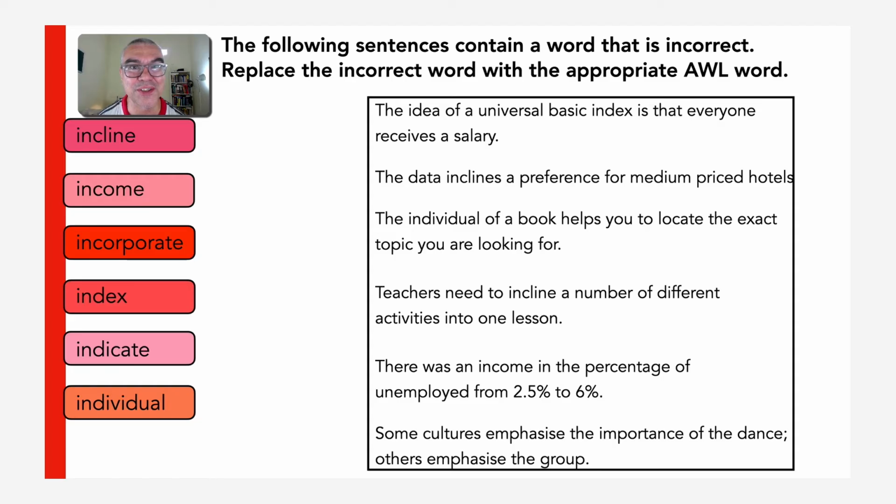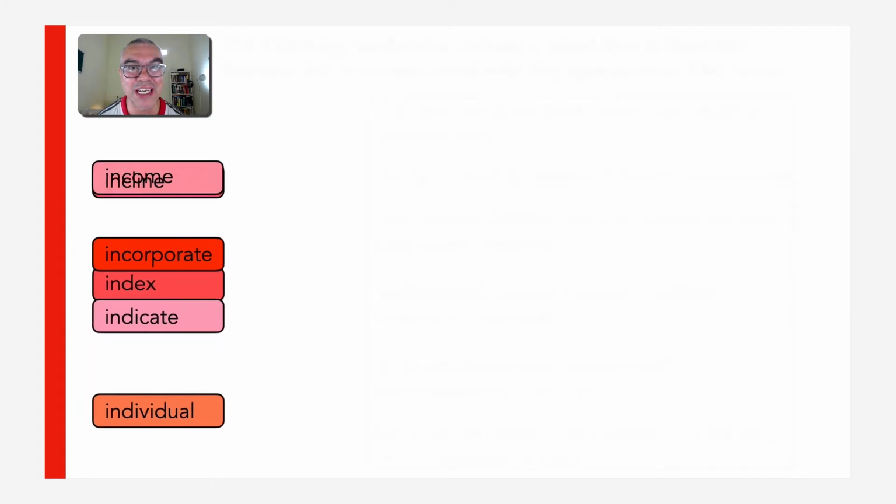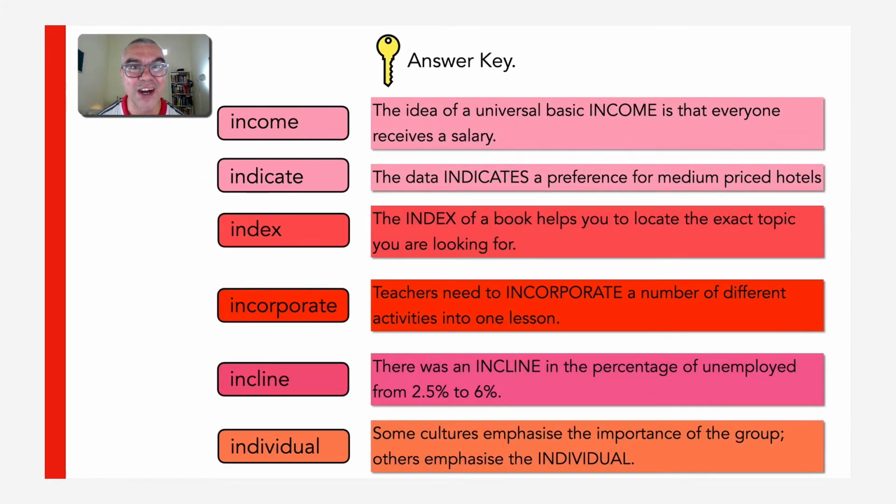Okay, how did you do? Did you get all of these? Here are the answers. The first one is income. The idea of a universal basic income is that everyone receives a salary. Sounds nice. The data indicates a preference for medium-priced hotels. And that's useful rather than just saying the data shows, you can write the data indicates.